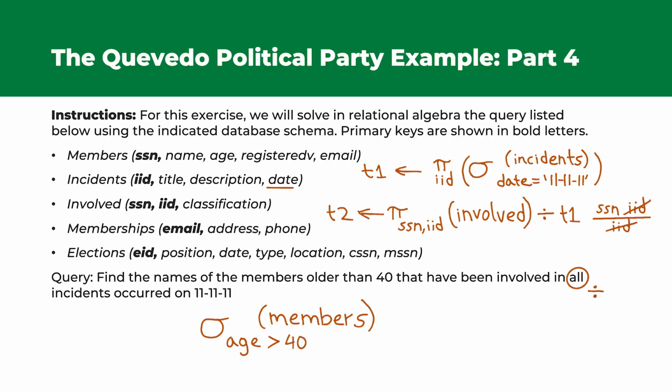Now we're going to use a join operator. We're going to join this with T2. T2 is a list of social security numbers, so the members that match the social security numbers there are going to be displayed. But here I want to see only the names. So we're going to enclose this in parentheses and do a pi projected on name. And this will be the answer to the query.